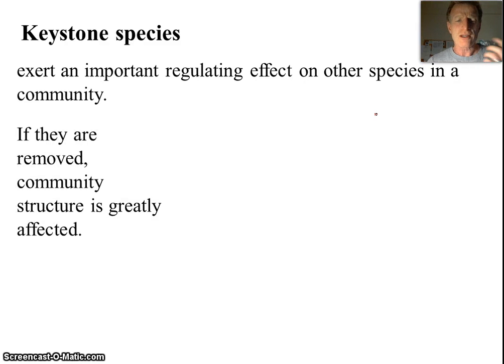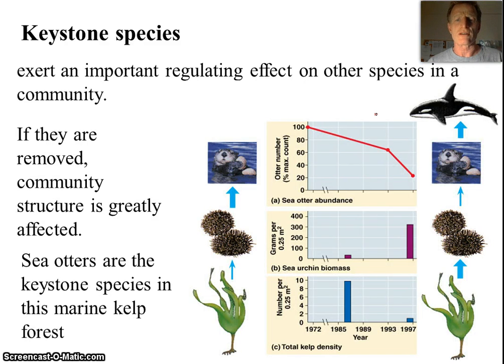So let's look at an example of a keystone species. So here is a sea otter. Sea otters eat sea urchins, and sea urchins eat kelp. So out in the Pacific, there are these kelp forests. They're sort of like the rainforests of the marine ecosystem. They're very rich, a lot of biodiversity.